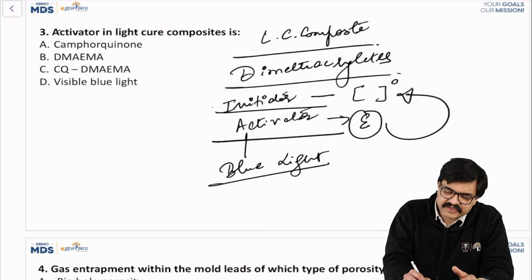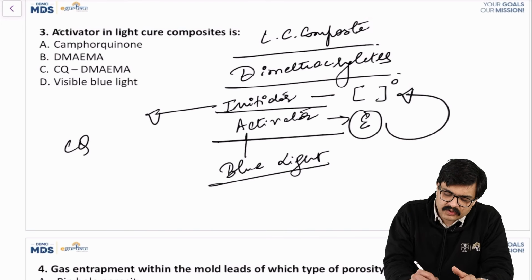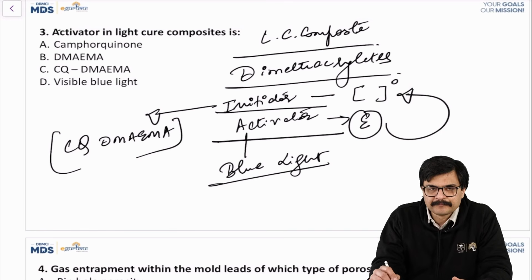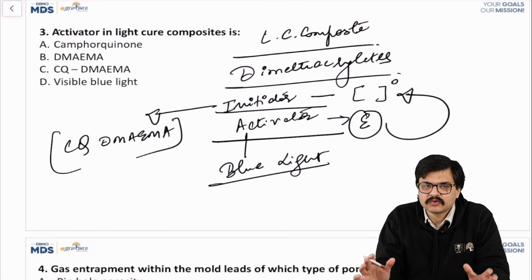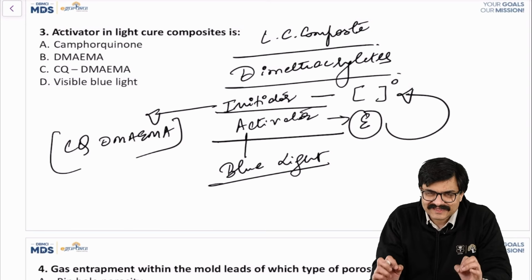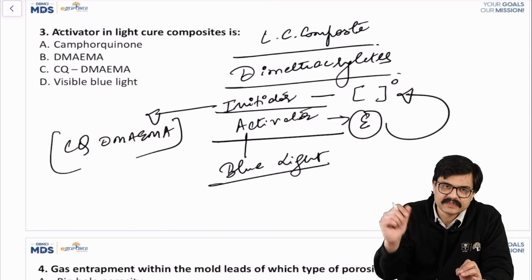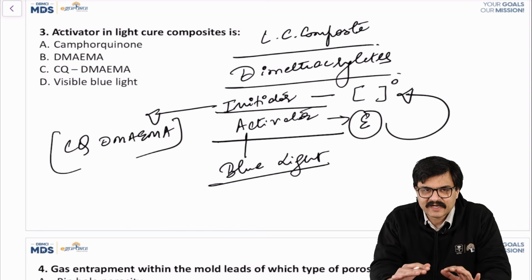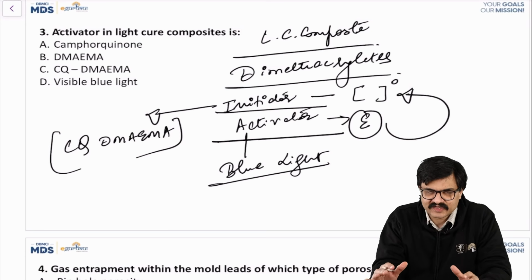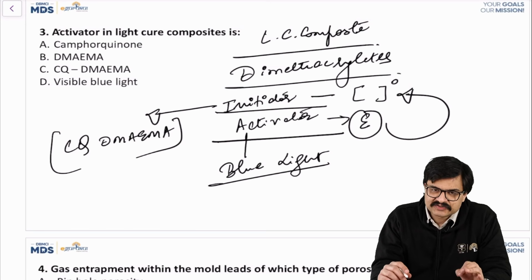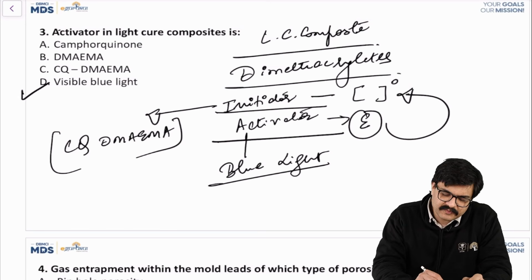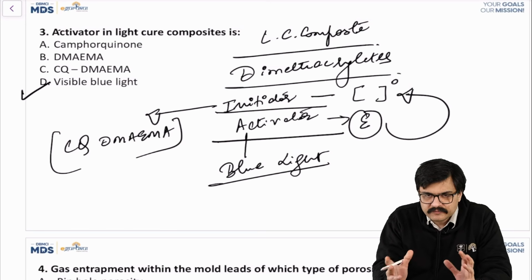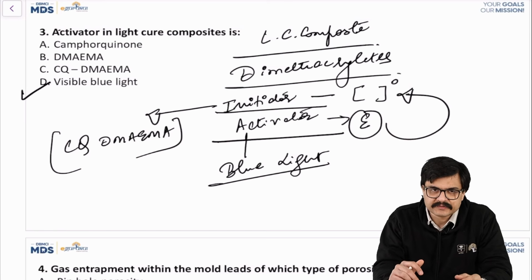And what is the initiator? Initiator is the camphorquinone dimethyl amino ethyl methacrylate complex, okay? So here, never ever go for camphor. When asked about activator, many students just directly jump onto the answer of, whenever they see light cure, they see CQ, camphorquinone and dimethyl amino ethyl methacrylate. That's not the answer, guys. For activator, which is the source of energy, it's visible blue light, right? Typically in the range of 450 to 470 nanometers, right? So visible blue light is the answer.